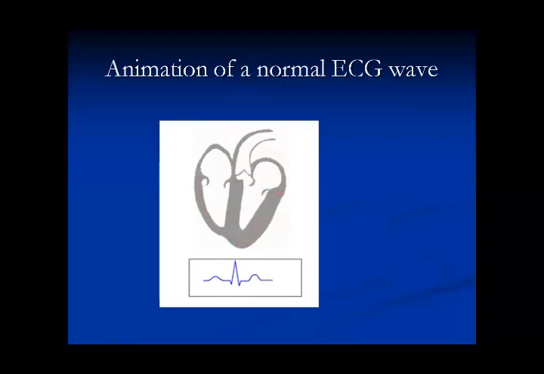So when there is atrial depolarization, there is a P wave, right? When there is the start of ventricular depolarization, there is a QRS complex, right? And when there is repolarization, there is a T wave, right? So this is how these things coincide with each other. Okay, moving to the next diagram.